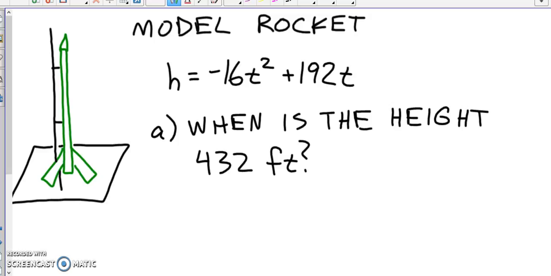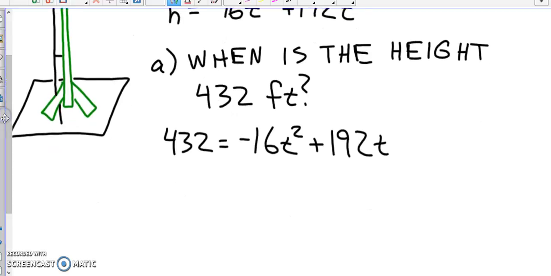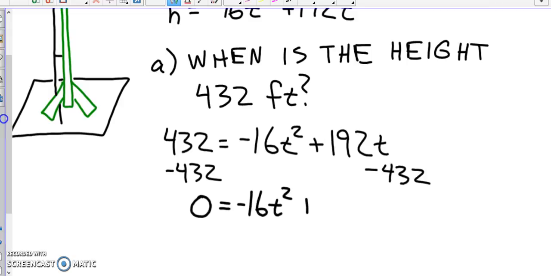Well, if you think about it, in order to answer that question, you're going to have to plug in 432 for the height, which is h. So 432 equals negative 16t squared plus 192t. You're going to want to get this equal to 0. So if I subtract 432, you get 0 equals negative 16t squared plus 192t minus 432.